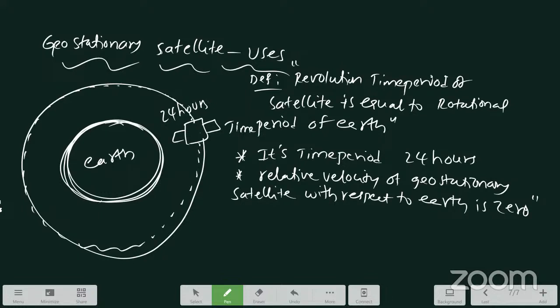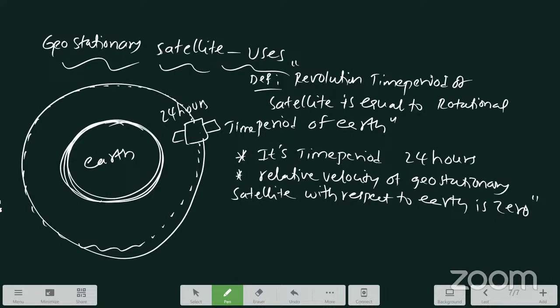First of all, geostationary satellite. Geo is nothing but Earth. For example, Earth is rotating like this, and the satellite is also rotating. Earth takes 24 hours for one complete self-rotation, and the satellite takes 24 hours to complete one circular path. That type of satellite we call a geostationary satellite.